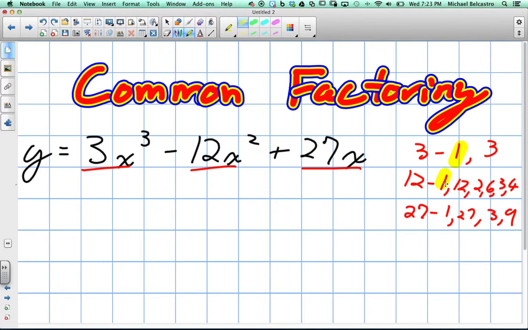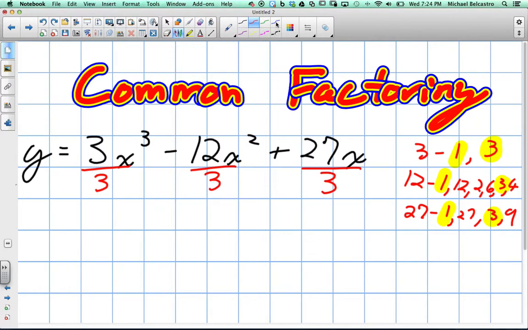So I look for a common factor. Well, 1's always a common factor, and really doesn't help. It changes nothing, so we don't really count that one. And usually we try to look for the greatest common factor. And if you look closely, 3 occurs in all of these. So that means 3 can be divided evenly into every single one of these terms. So I'm going to divide all 3 of these by 3.